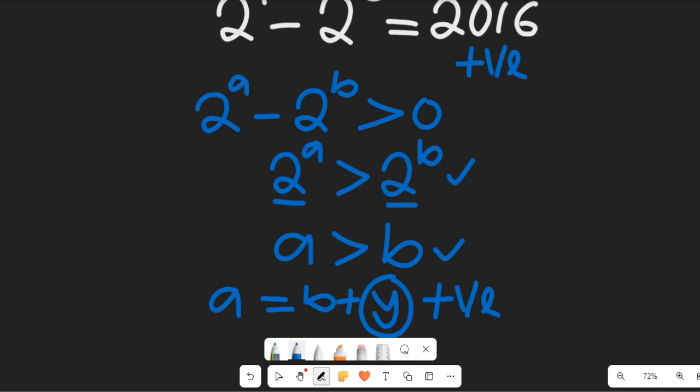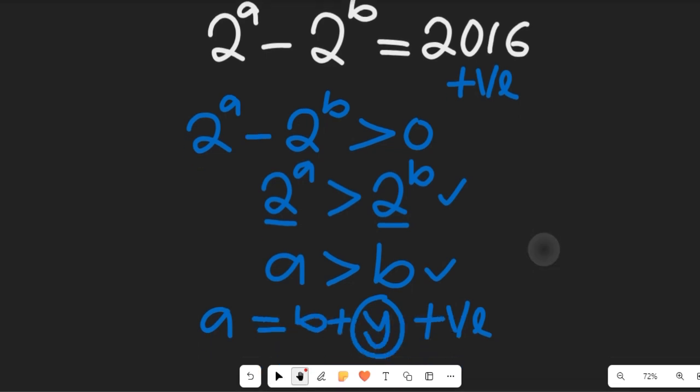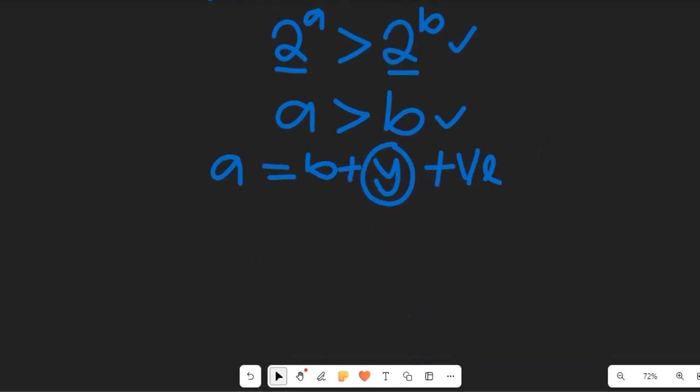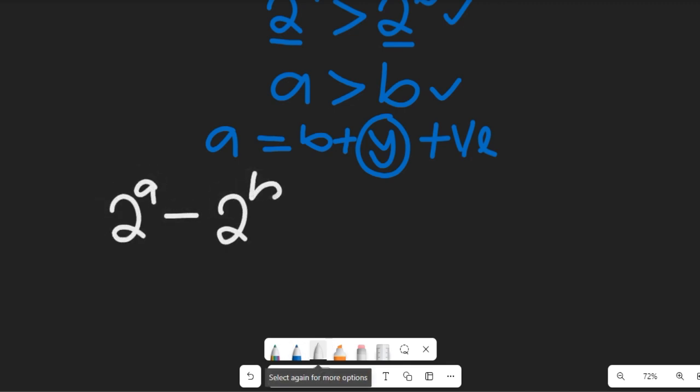So wherever we see a, we can simply replace it with b plus y. That way we can simplify that expression. Now let's go back to our original expression. We have 2 to the power of a minus 2 to the power of b equal to 2016. Now, what do we do from here?